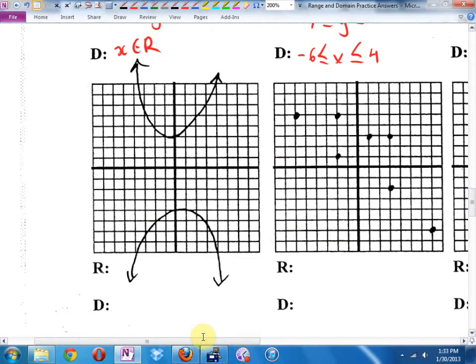Ooh. Not a function. Range, everything below and touching -4, comma, everything above and touching +3. Domain, all reals, because I think it's going all the way left and all the way right.